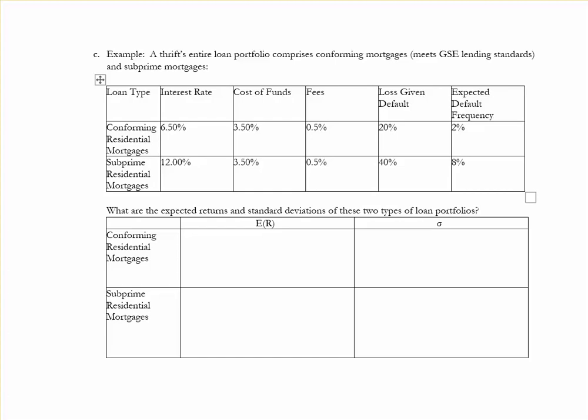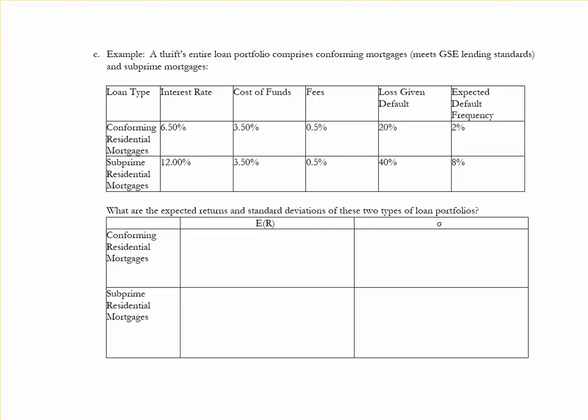We have conforming residential mortgages. By conforming, it means it meets the lending standards of Fannie Mae and Freddie Mac, the GSEs. And so that means that the credit quality of the borrower is above a certain level. If it doesn't meet the requirement, then it would have to be a subprime loan. And so not surprisingly, the subprime mortgages have the higher interest rate. We're going to assume cost of funds are the same, fees are the same.